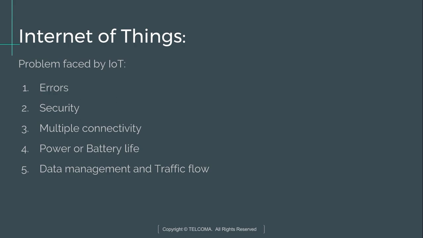The first is error. Errors or bugs can occur in the control devices or sensors of the network. For example, if an error occurs in the control system that routes air traffic and manages the power grid. So we have to make error-free control devices and sensors so that they communicate perfectly with each other.